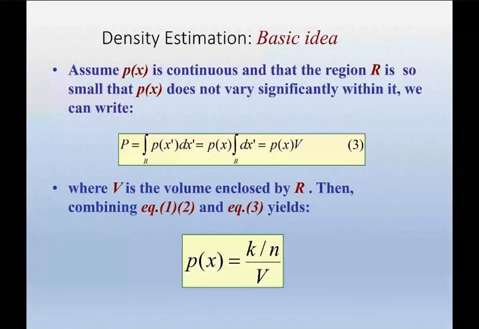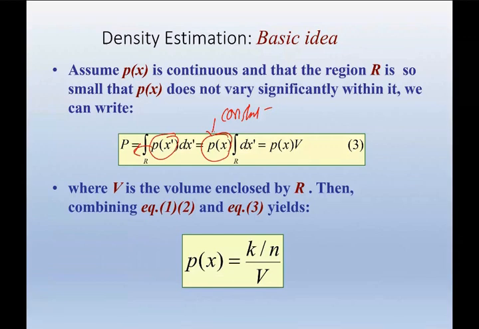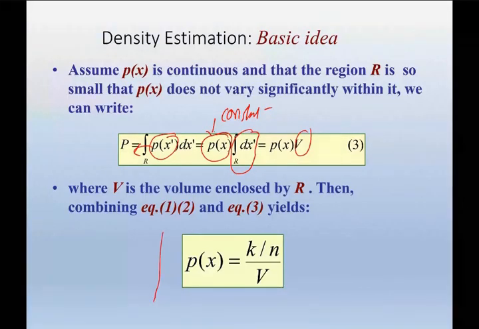So assume p of x is continuous and that the region R is so small that p of x does not vary significantly within it. We can write the earlier equation number 1 by bringing this p of x out of the integration, as I now assume it constant for a small region. Then this is simply my volume. Okay, so finally we get the same equation we started with.